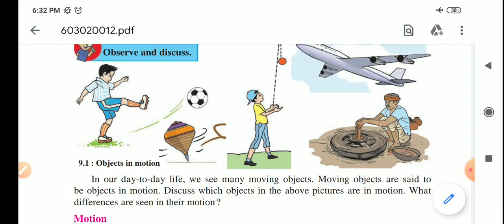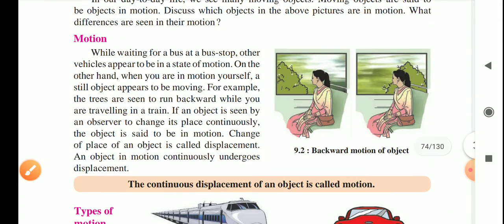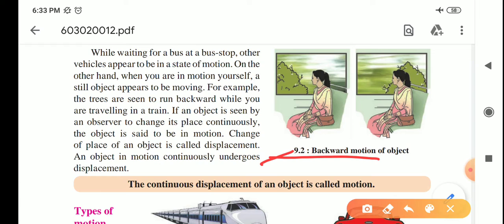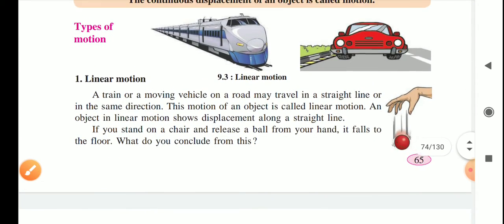So another type of motion we see in our day-to-day lives is whenever we are traveling by bus or train, the trees along the road or along the route appear to be moving in a backward direction. In reality those trees are stationary, but while we are traveling these trees appear to be moving in a backward direction. So let's see different types of motions.